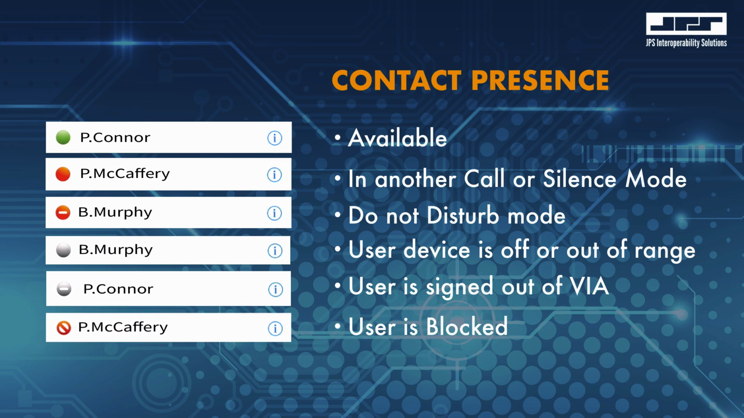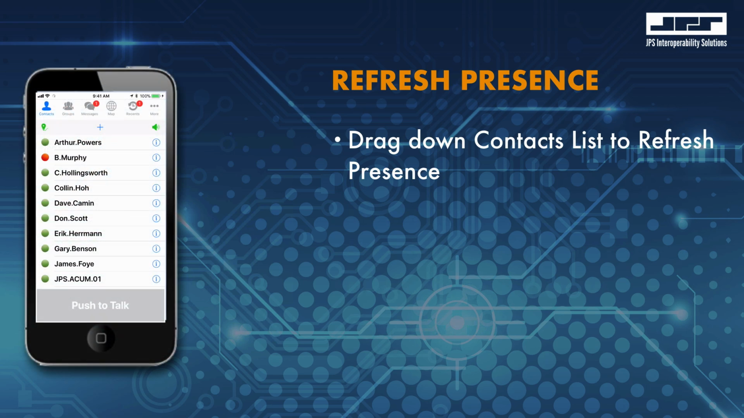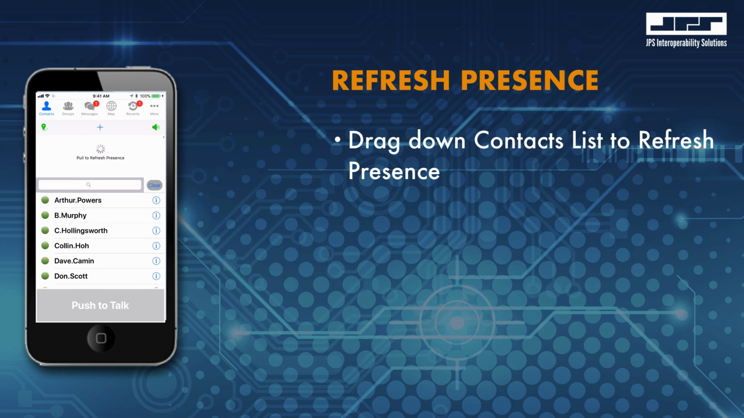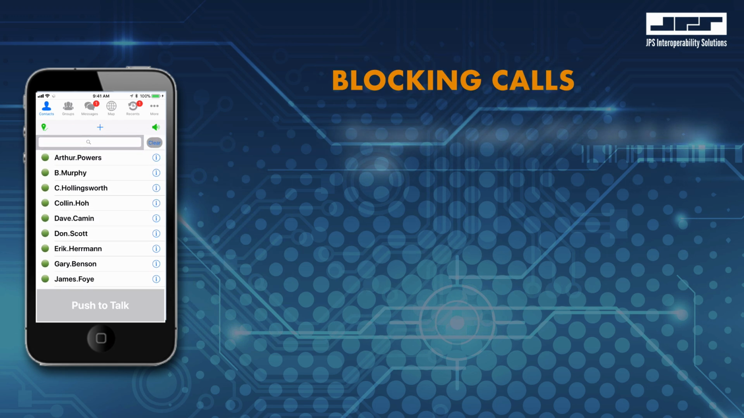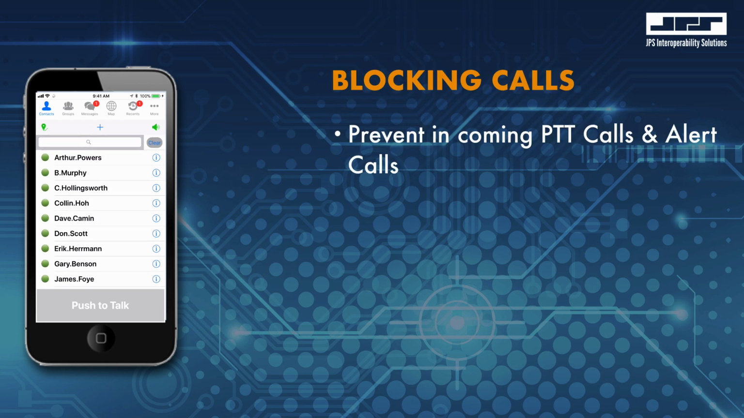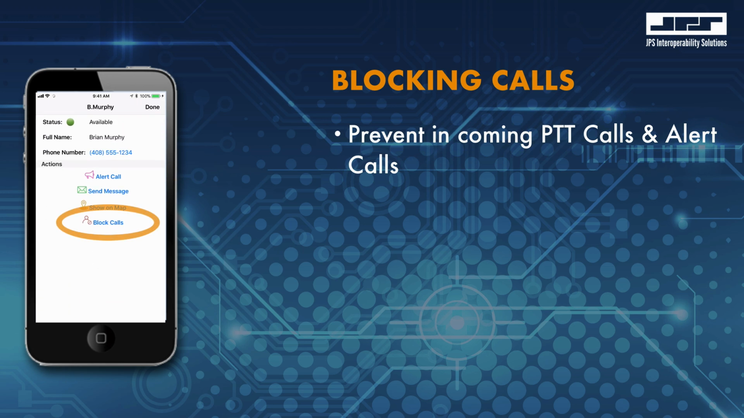And finally, the red slash icon implies that you have already previously blocked that user from sending you any incoming PTT calls or alerts. However, they'll still be able to send you secure VIA messaging. From time to time, you may want to refresh the presence of users within your contacts list by dragging the list downwards. To block and unblock VIA users in your contacts list, tap on the eye at the right of the user's name, and then tap Block Calls or Unblock Calls.